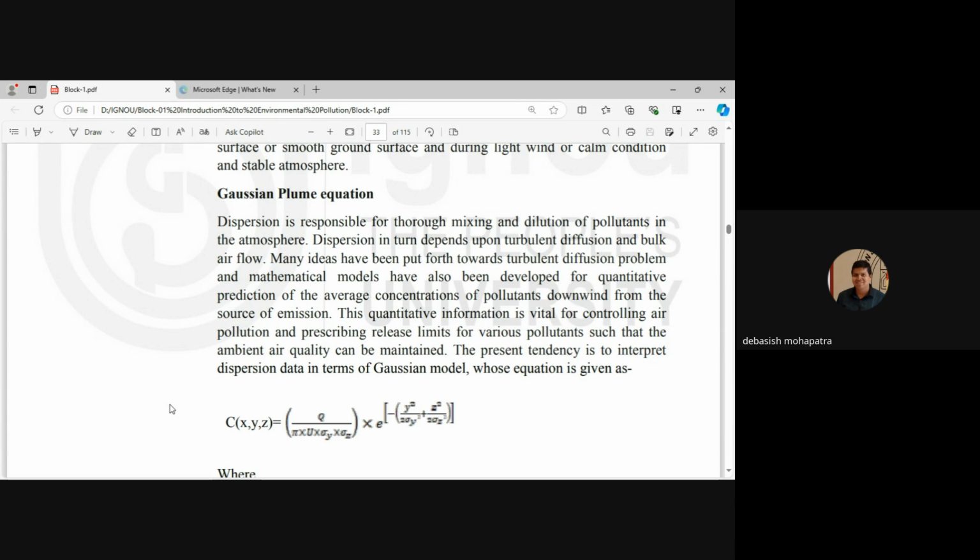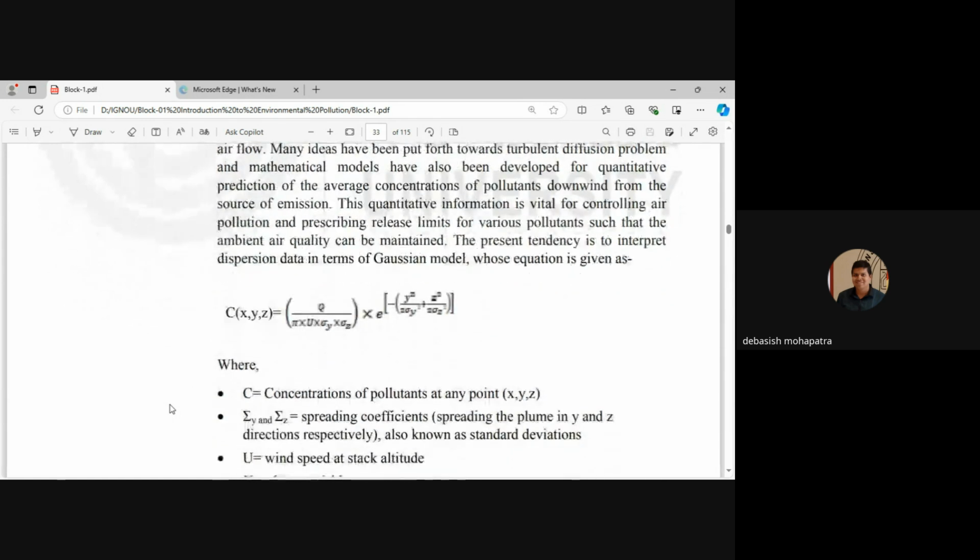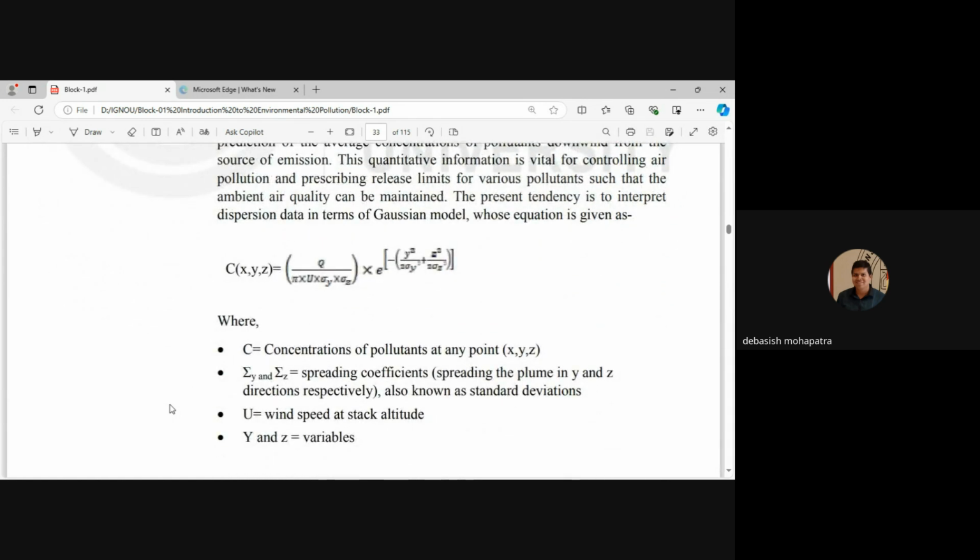We call it the Gaussian model. So C(x,y,z) is equal to Q by 2π U σy σz into e to the power of the exponential term, where C is the concentration of the pollutant at any point x, y, z. x, y, z are the coordinates. σy and σz are the spreading coefficients, spreading the plume in the y and z direction respectively, also known as standard deviations. U is the wind speed, y and z are the variables.